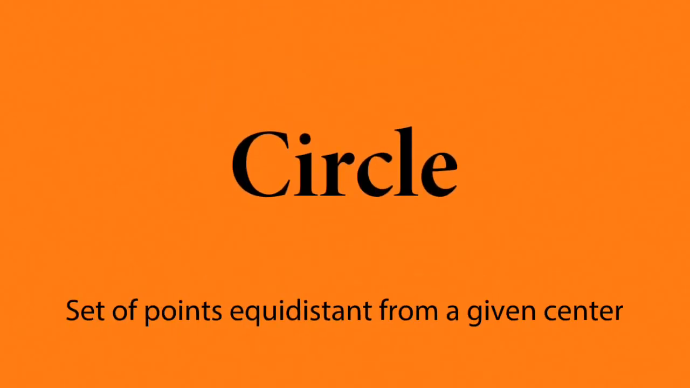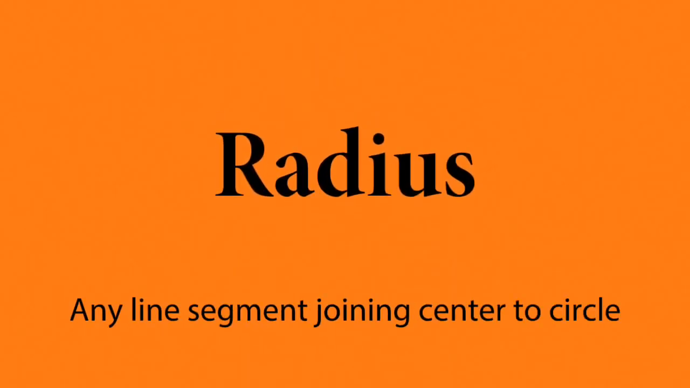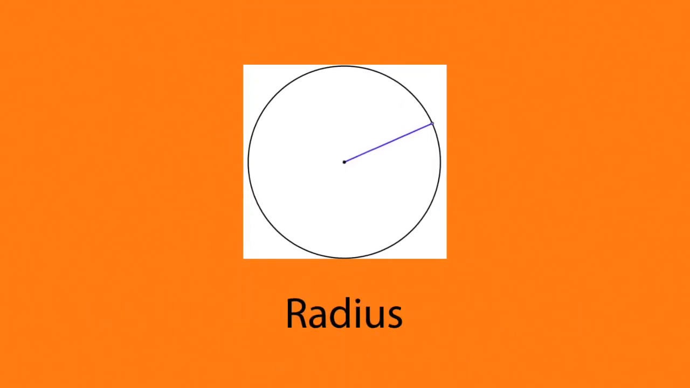The definition of a circle is the set of all points which are equidistant from a given point called the center. A circle is a relatively familiar shape for most students, and here's an example of a circle and its center. The radius of a circle is any line segment which joins the center to the circle. Here is an example of a radius drawn in blue. Remember that the center is not actually a part of the circle itself. The circle is the black line which goes all the way around.